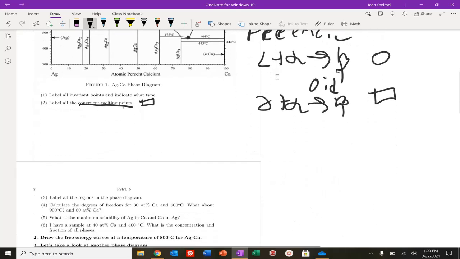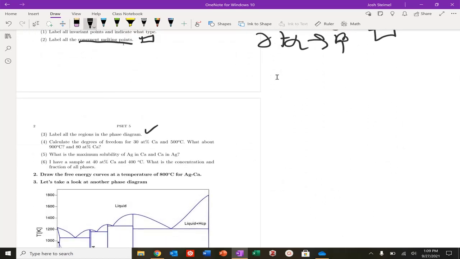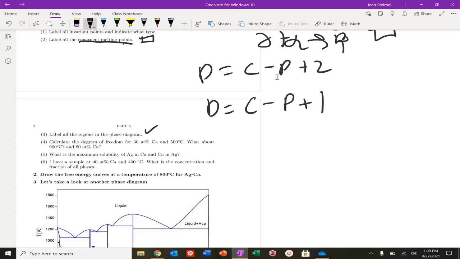So let's see what else we have in store. Label the phases. Again, we did that quickly, but you know the rules, and you're experts at that at this point. I need the degrees of freedom. So I am doing a multi-component phase diagram where temperature and pressure, so degrees of freedom D equals components minus the phases plus 1. For a single-component phase diagram, we have C minus P plus 2. But we're not going to use that for most of our problems.